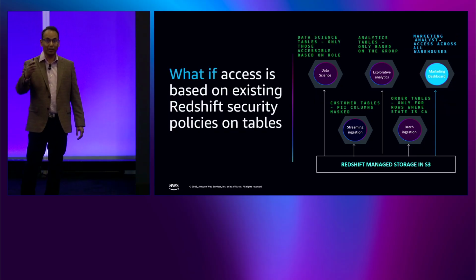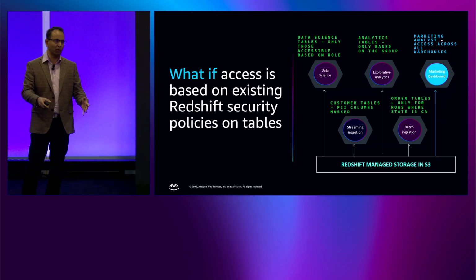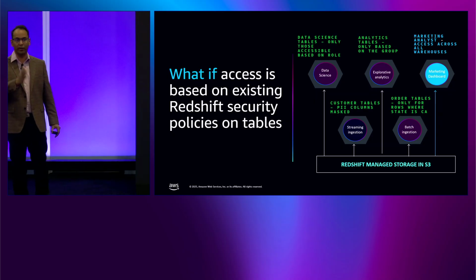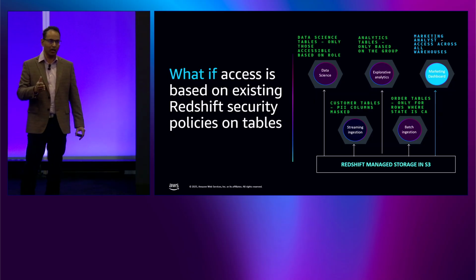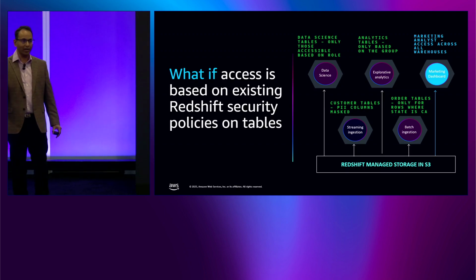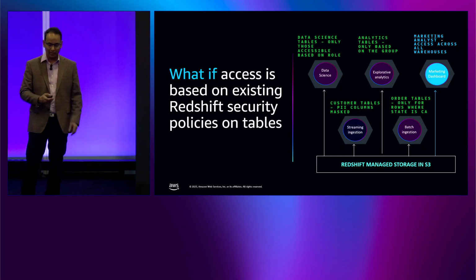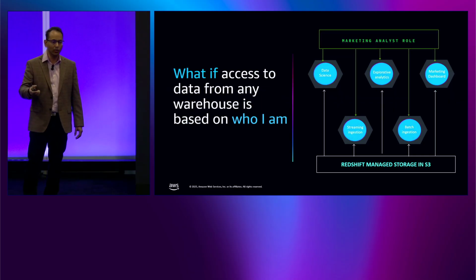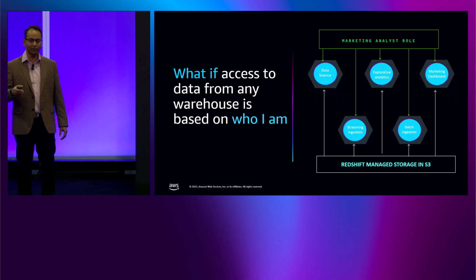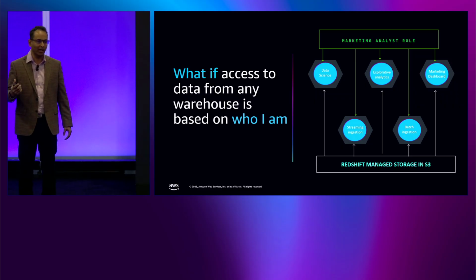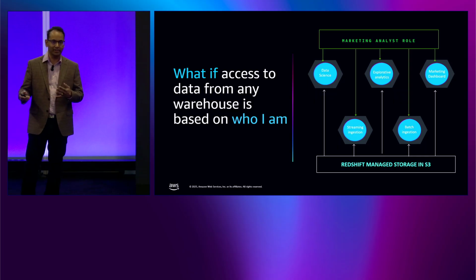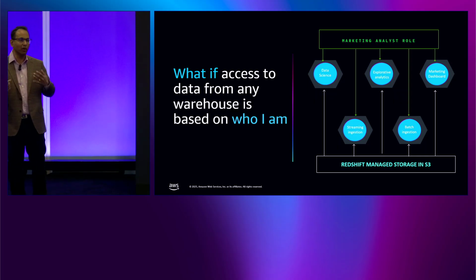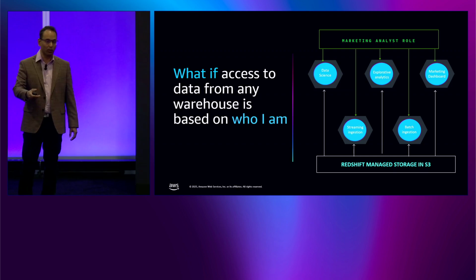What if the access is based on the existing permissions model? Let's say in your different warehouses, you have applied permissions for roles, for groups, for row level or masking level. For the marketing analyst role, those permissions should be enforced without doing anything, right? And lastly, we want to ensure that the access is based on who you are rather than what you connect to. So as a marketing analyst with my role, I should be able to access the data from any warehouse based on the permissions provided to that particular role.